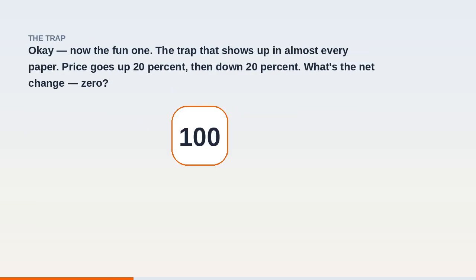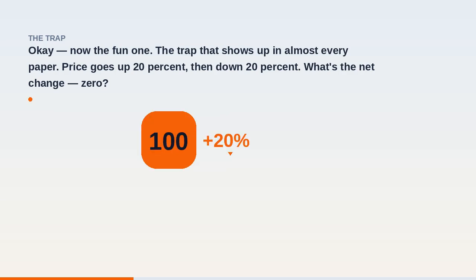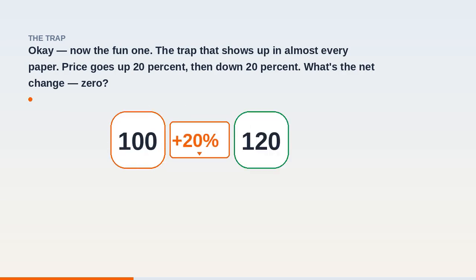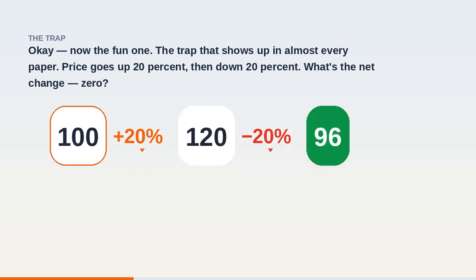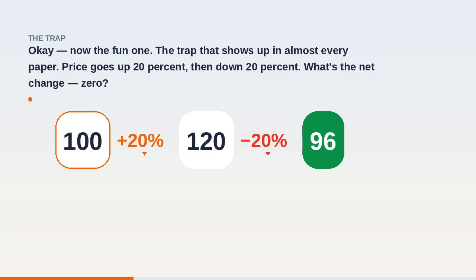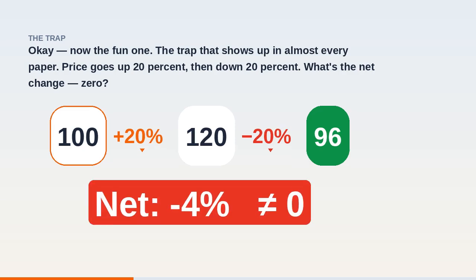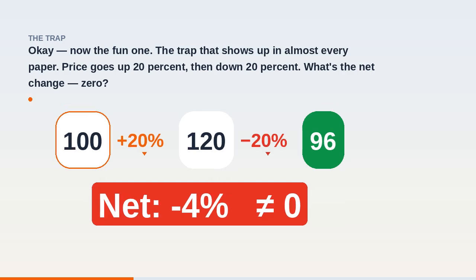Okay, now the fun one. The trap that shows up in almost every paper. Price goes up 20%, then down 20%. What's the net change, 0? Start at 100. Up 20 lands at 120. Now cut 20% of 120. That's 24, not 20. Notice. See, 120 minus 24 is 96. For percent decrease, not 0. Never 0. The second change rides the new base.